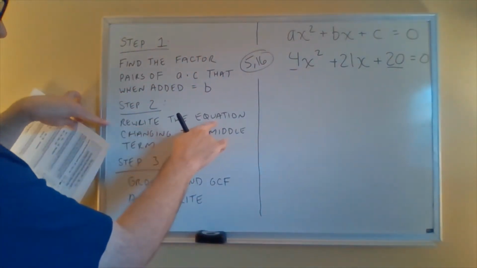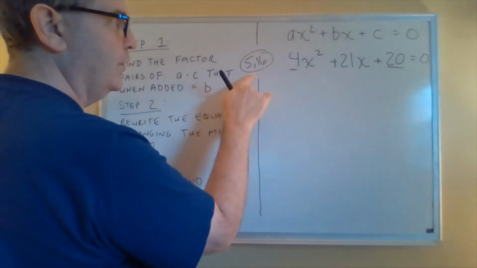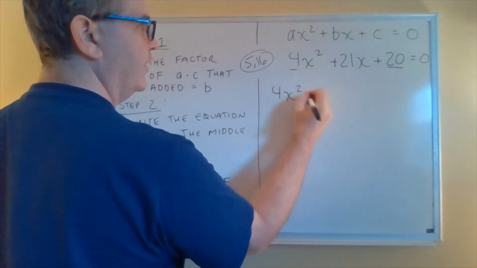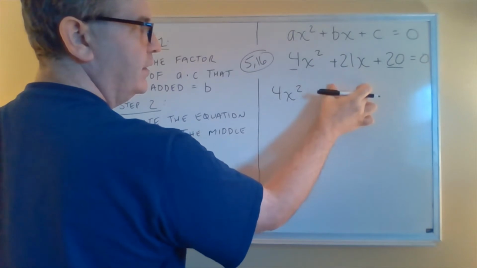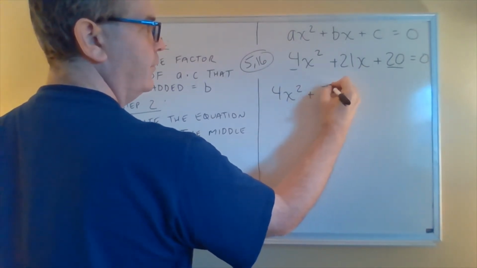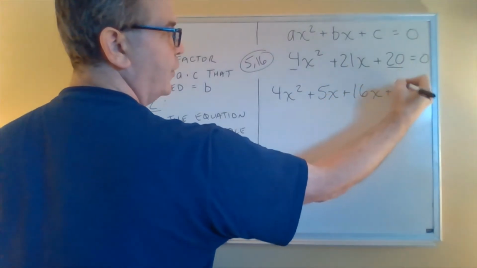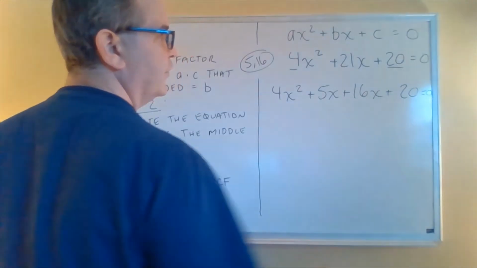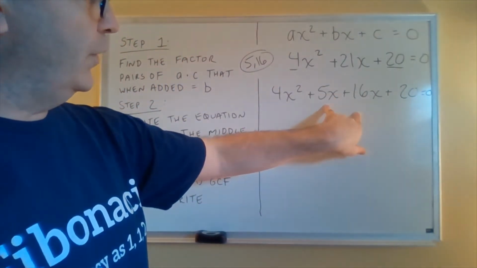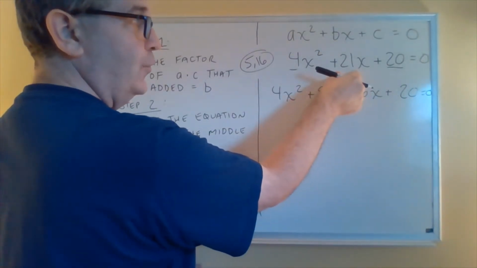Step 2 is to write the equation changing the middle term, using these two numbers. Our lead is still going to be 4x squared, but we're going to split 21x into plus 5x and plus 16x, and then the 20 stays the same, equals 0. So we didn't really change anything. We just found a way to split it, because 5x plus 16x is still 21x.